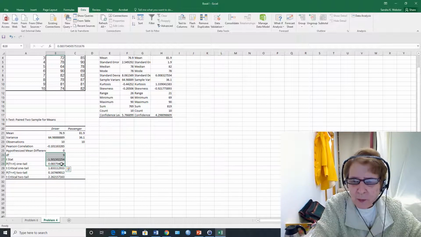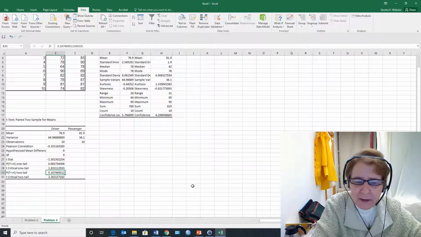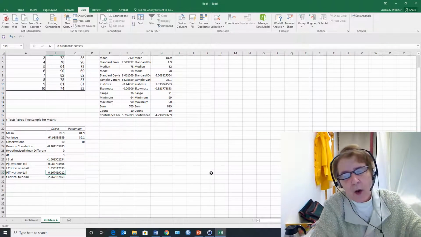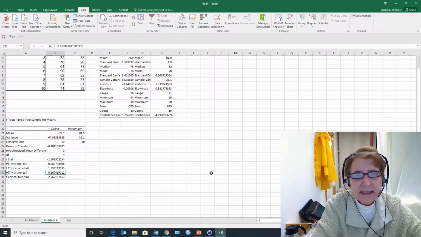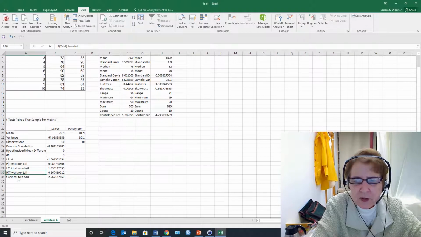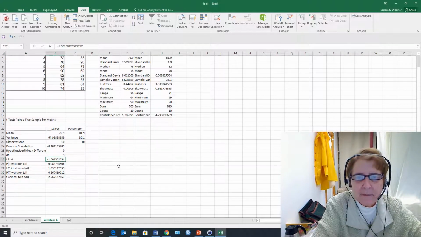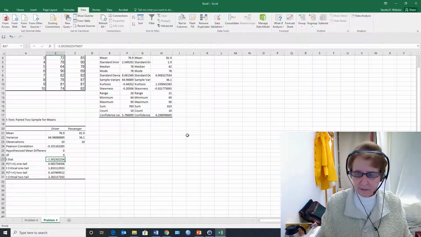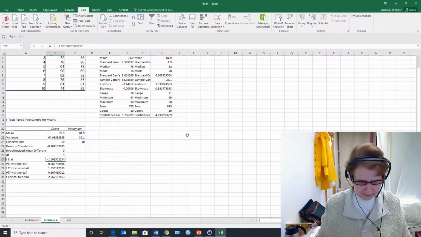But do you report the p-value one-tailed or two-tailed? Well, let's go back to the hypothesis. The hypothesis was a two-tailed hypothesis, wasn't it? It didn't say one would be better than the other. It said, is there an effect? So you need to report the two-tailed p-value with this t-statistic. And that's how we compute a t-statistic for paired samples with Excel.